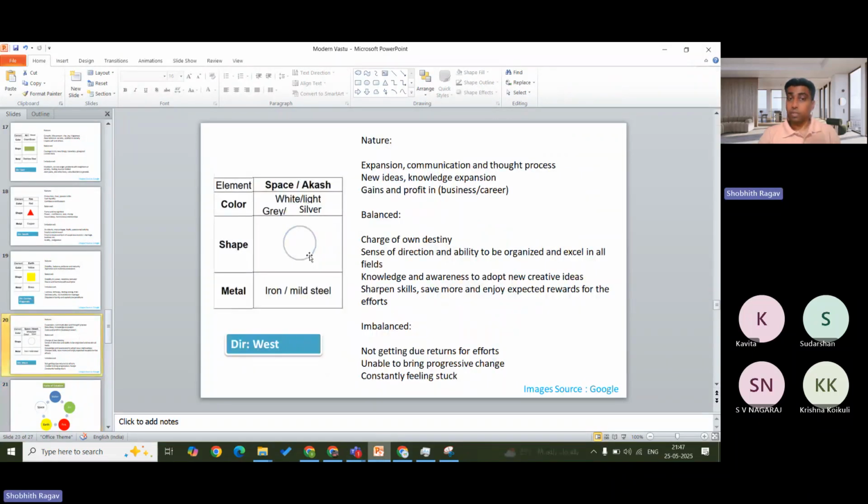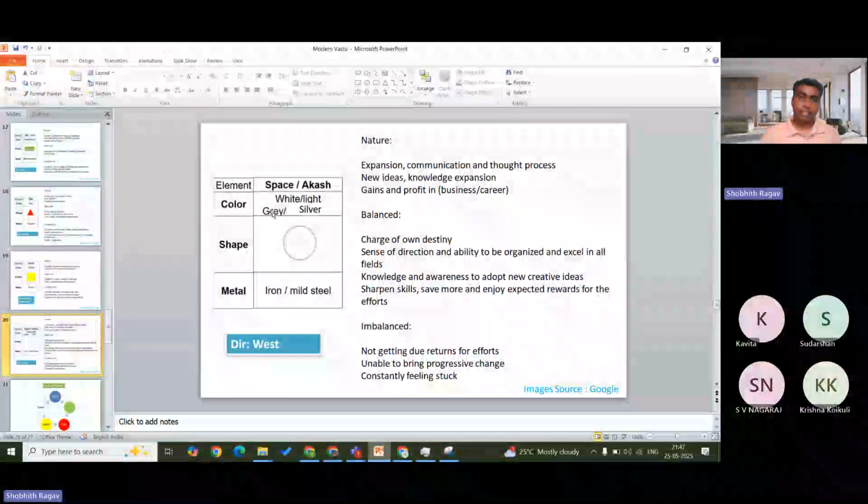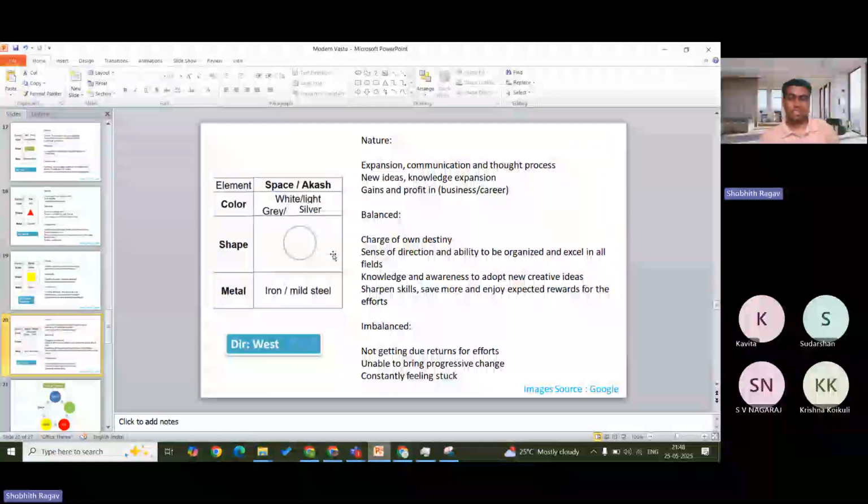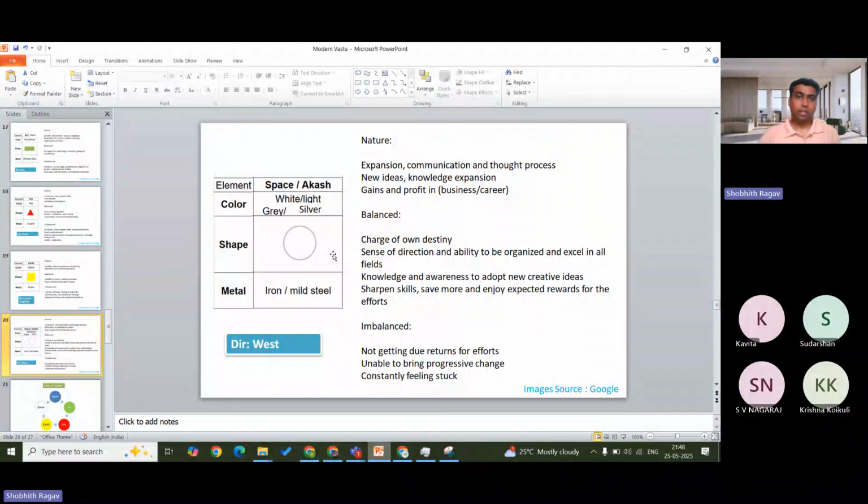So space element. Whenever you see the dining area, generally it is supposed to be in the west direction as per Vastu. If you're using a round shape, then it is more balanced. If you are using a rectangle one, then it is not balanced, because that is an air element and it is an anti-element for space. So we will see how elements are anti and how they are supported in the next two concepts. Now we will see this.